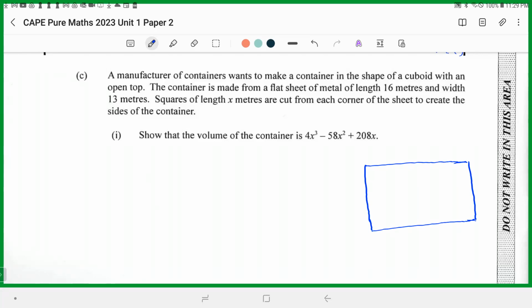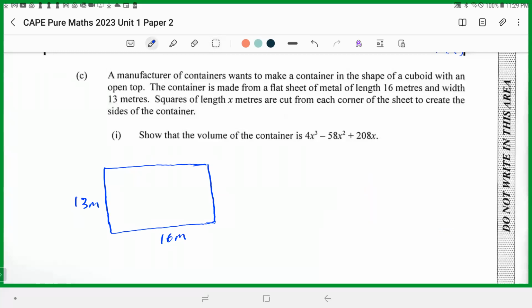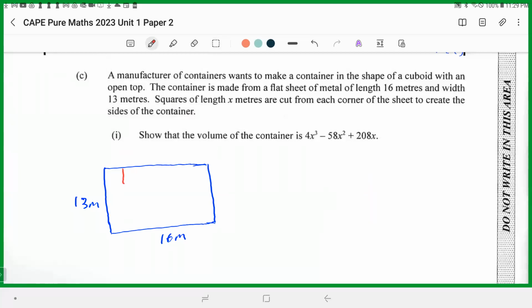And this is 16 meters by 13 meters. I'm going to draw it over here first, and show what happens afterwards. You start out with that, and what happens is that you take out the corners. You cut out x by x here, so it's gone, and cut out this x by x as well, and x by x here, so you're cutting out squares.